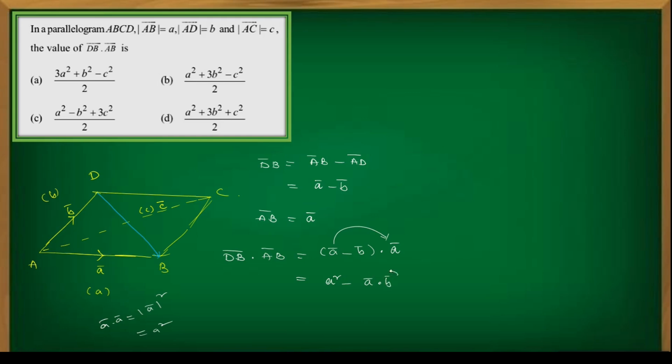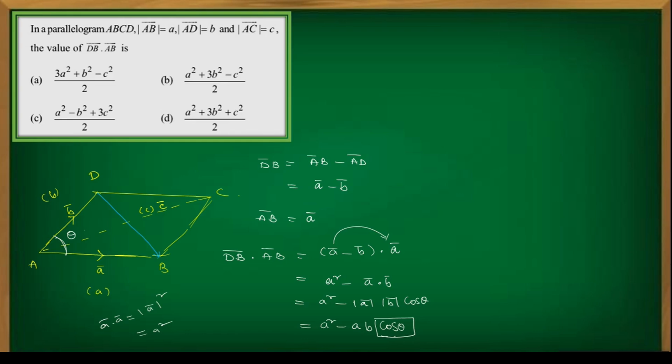Now this A bar dot B bar you have to express using only lengths. Using only lengths means you can write A square. A bar dot B bar general formula is what? Mod A bar mod B bar cos theta. Now this is A square minus, mod A bar is A, mod B bar is B, cos theta. Now the problem is cos theta. What is cos theta? Angle between A bar and B bar. So here the angle between A bar and B bar is theta. But we want cos theta in terms of A, B, C.